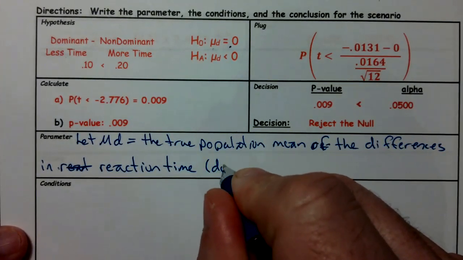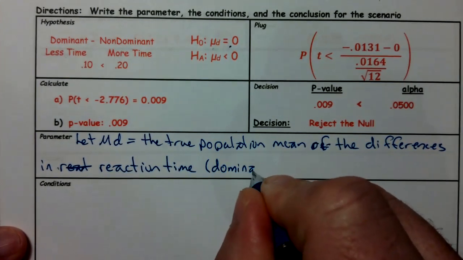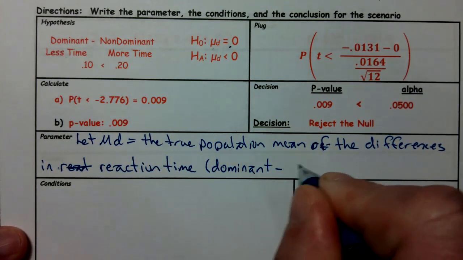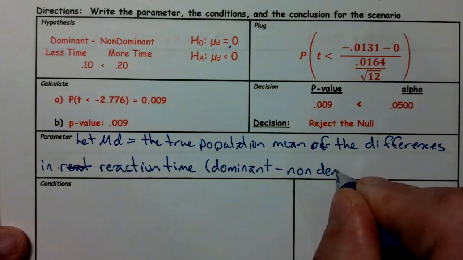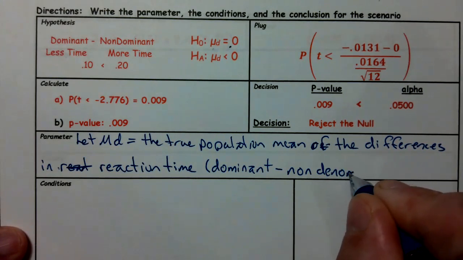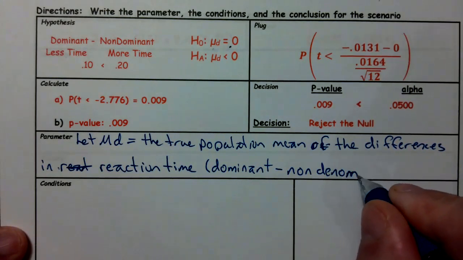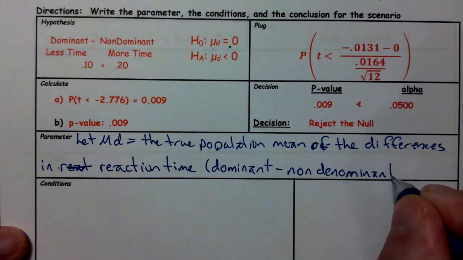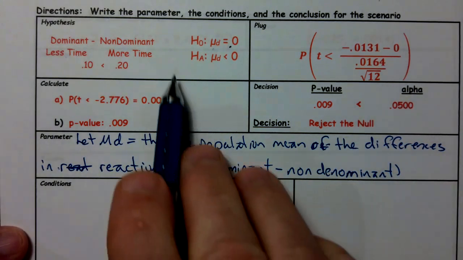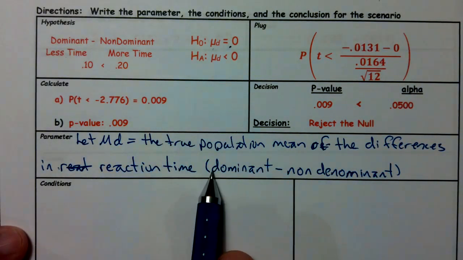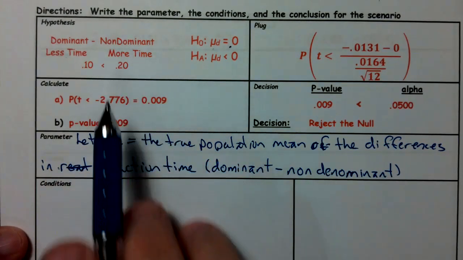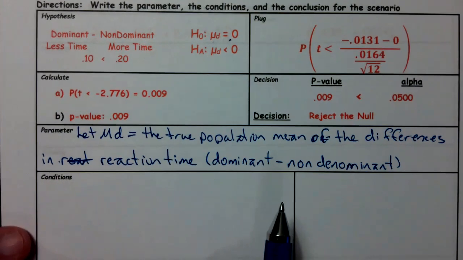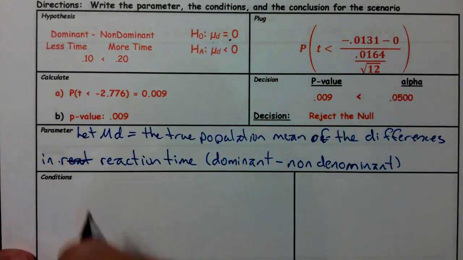We always have to tell the order that we subtracted because that actually will impact our results, right? It tells us which way our hypothesis has to be run. And since we already have our hypothesis, this dominant minus non-dominant is consistent, and that's what we labeled up here.